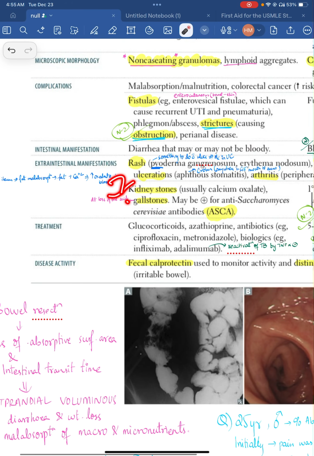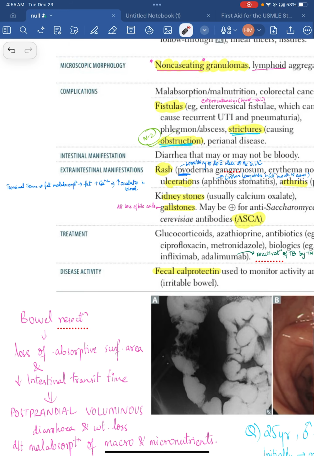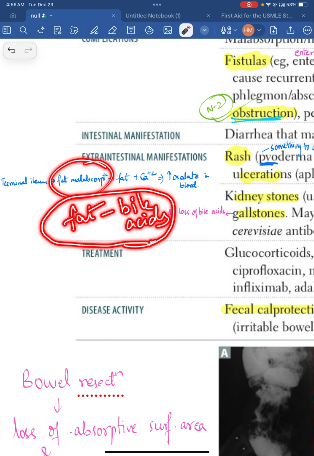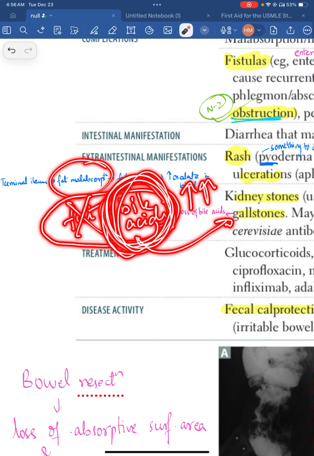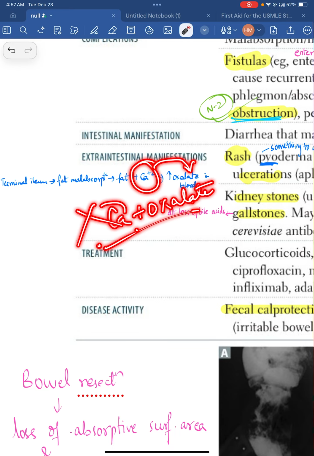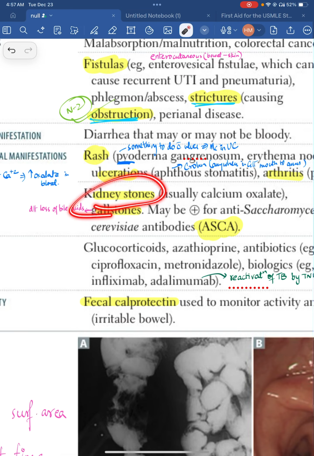Now coming to kidney stone. Why do you see kidney stones in Crohn's disease? Fat malabsorption. Fat is absorbed in the body with the help of bile acids. When you have fat malabsorption, fat is not absorbed. This will lead to gallstones. Second thing, the fat which is not getting absorbed binds with calcium and this gets excreted. Originally, this calcium was supposed to bind with oxalate. So what happens? Calcium is going out of the picture, oxalate levels increase. So this will lead to kidney stones.